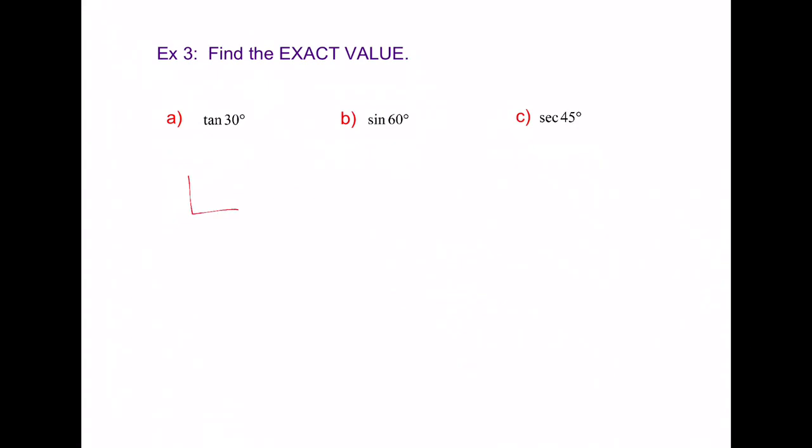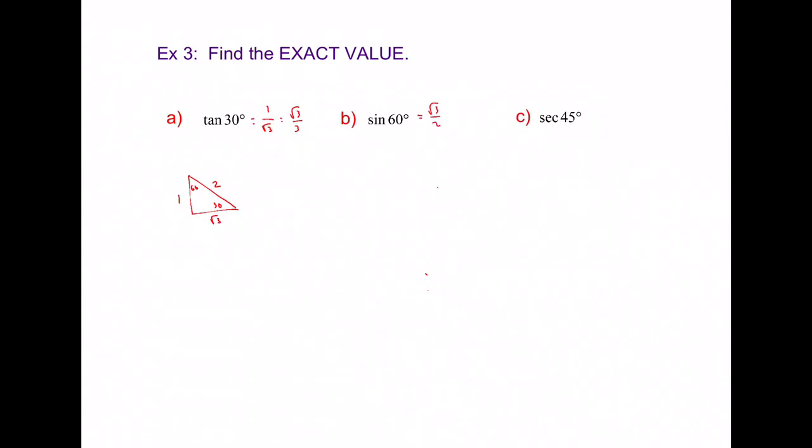you can set up that triangle that gives you a 30, 60, 90, and you can say 2 is the hypotenuse, the short leg is 1, the long leg is the square root of 3. So tangent of 30 is opposite over adjacent, so that would be square root of 3 over 3. And there's your ratio. Sine of 60, we can use the same triangle. Sine would be opposite over hypotenuse, so it'd be square root of 3 over 2.